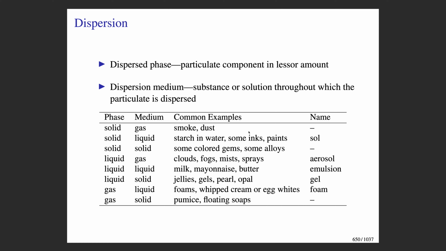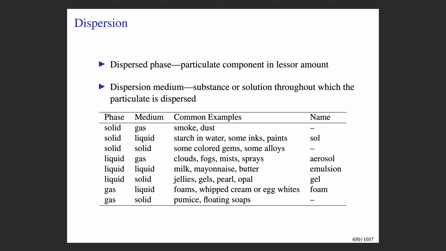Just some terms about the dispersions. The dispersed phase of a dispersion is the particles that are present in the smaller amount. And the dispersion medium is the equivalent of the solvent. It's the substance or solution through which the particles are dispersed. And this is a cute table. It lists different types of phases that are combined as the dispersed phase versus the dispersion medium.